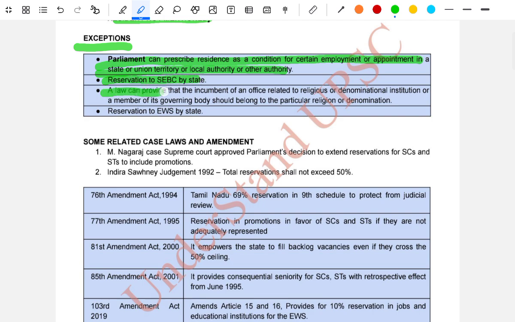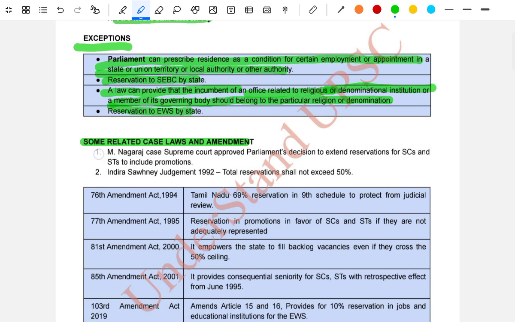A law can provide that the incumbent of an office related to a religious or denominational institution, or a member of its governing body, should belong to the particular religion or denomination. Reservation for the EWS by the state. Some related case laws under the amendment.